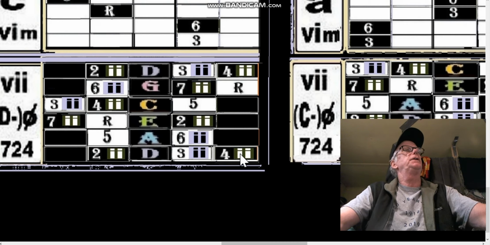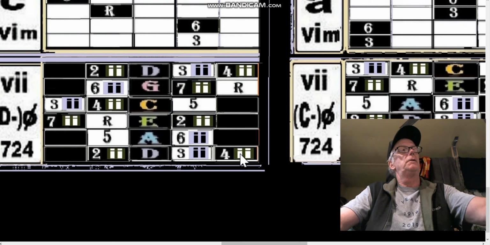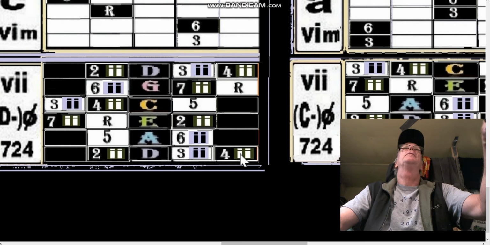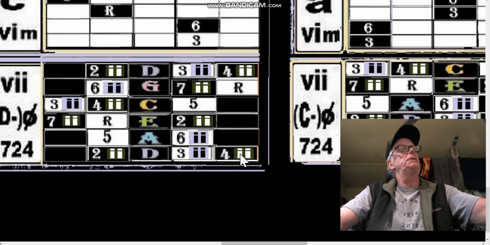Okay, so here's our half diminished pentatonic. We got the 6. Yeah, this is the half diminished pentatonic.